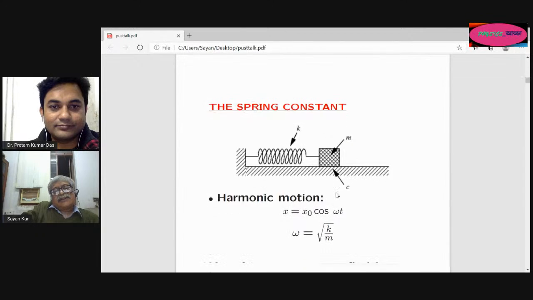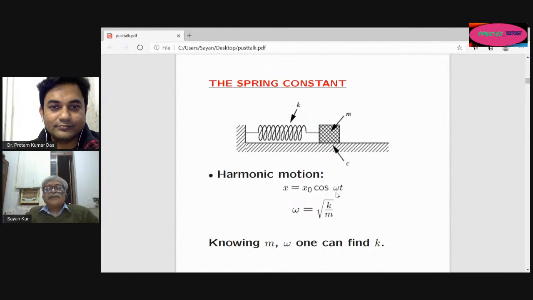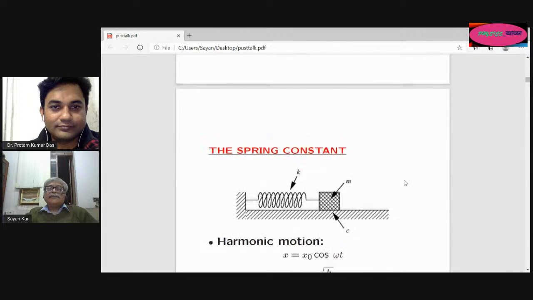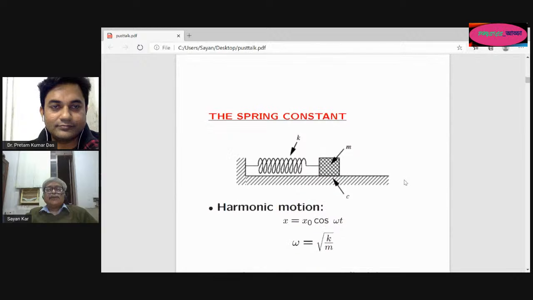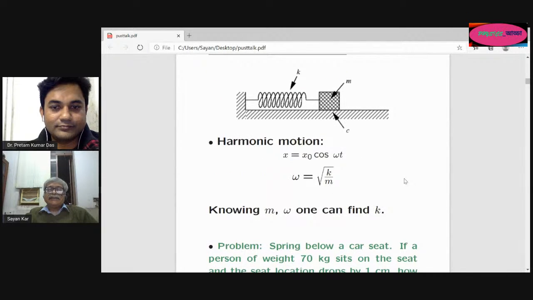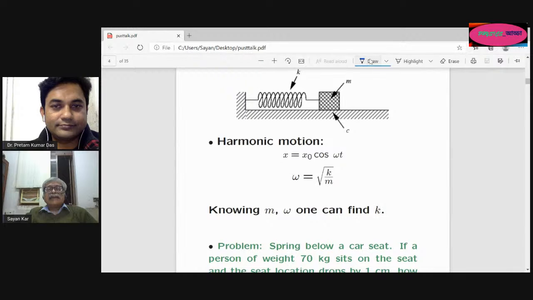So this spring constant, of course, appears in the so-called omega, which is the angular frequency. The omega over here, as you know, is related to the square root of K over m, and the motion, as you know, is given by the simple case of x equal to x naught cos omega t. So the idea is that if you know what is omega and if you know the mass of the object, then you can find out what exactly is the value of K. So if you know m and omega, you can find K.